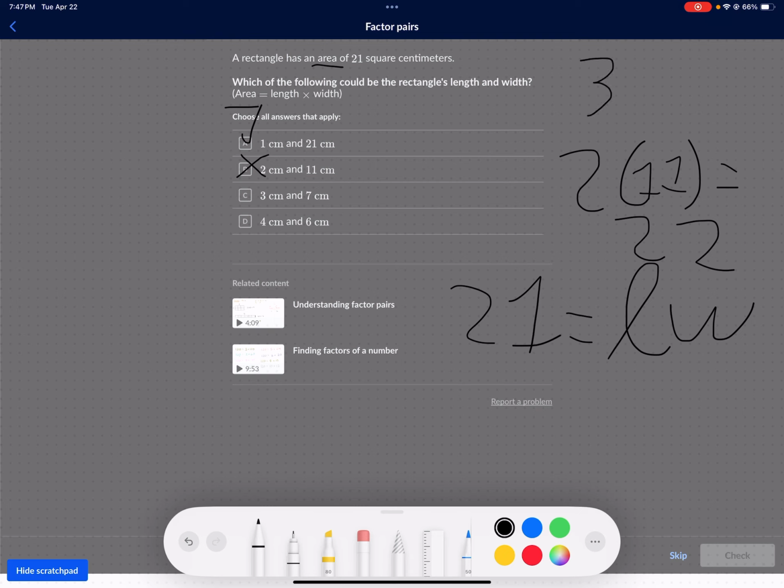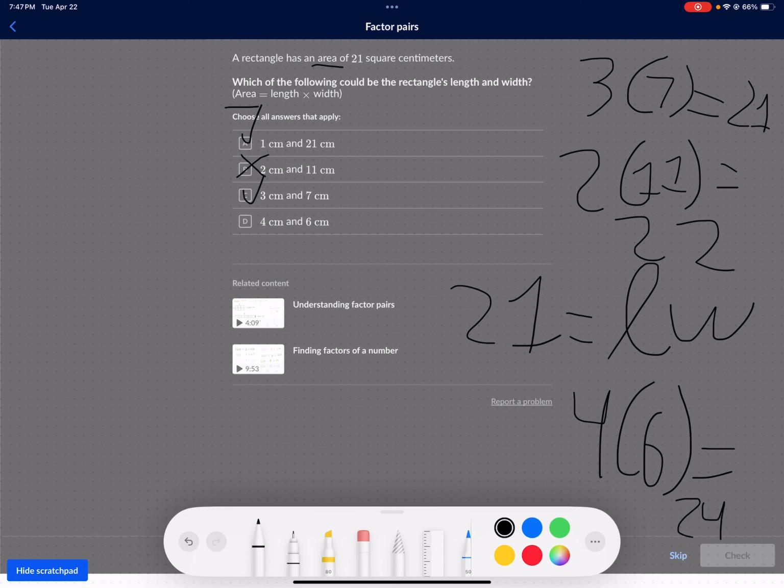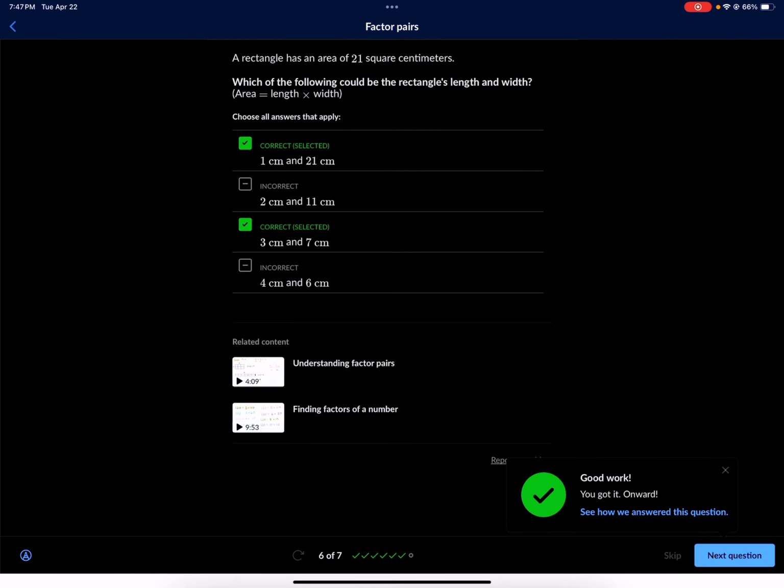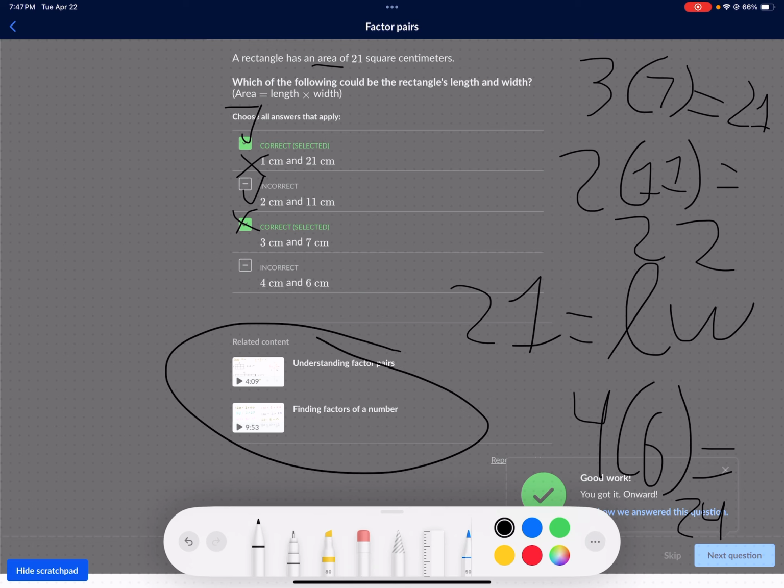3 and 7, will that be equal to 21? Yeah, that will. So, that means C is correct as well. And then 4 and 6 is 24. Good. But is that equal to 21? Nope. So our answers here are A and C. If you got that, great. If you didn't, check the videos. Otherwise, happy studying.